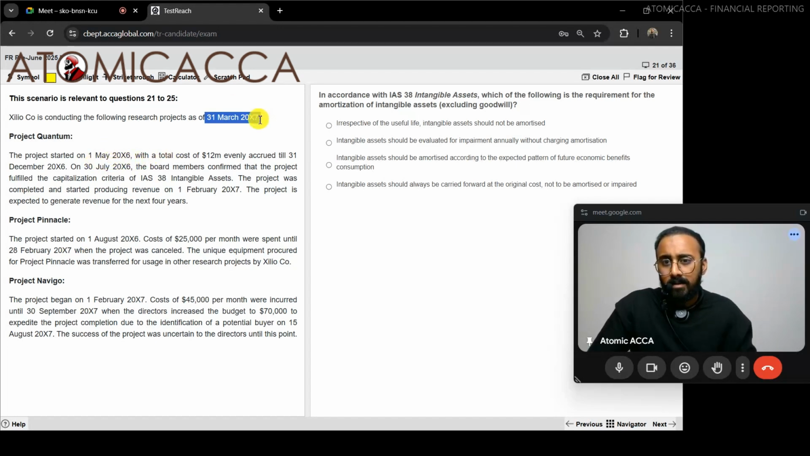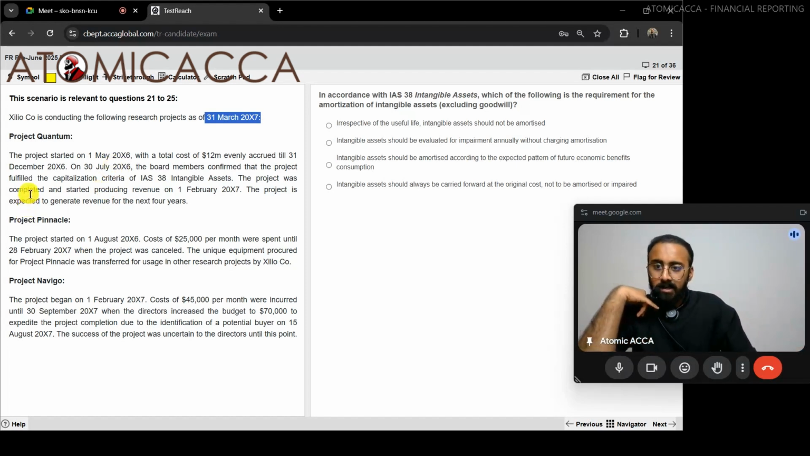1st April would be 1 year. So 1st May means 11 months, with a total cost of 12 million evenly accrued till 31st December X6. So from May, June, July till December, it is 12 million. On 30th July X6, that is midway through the year, 1st May, June, July, after 3 months, board members confirmed that the project fulfilled the capitalization criteria of IAS 38.